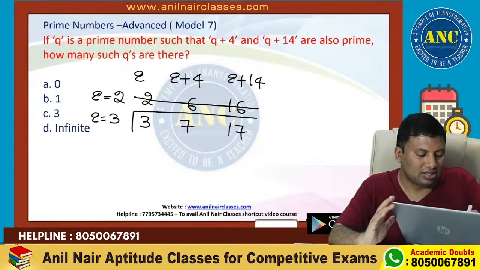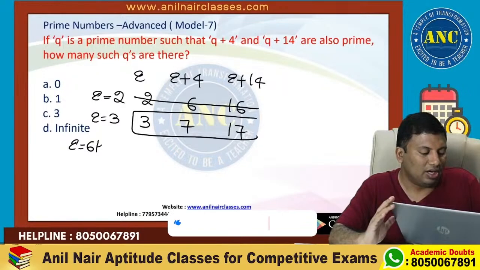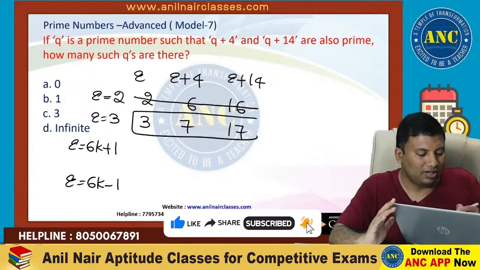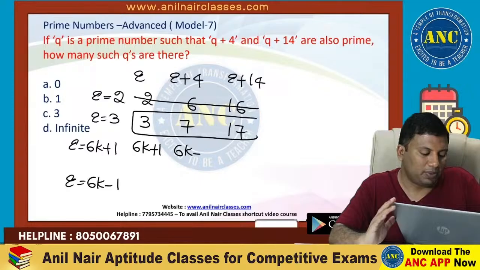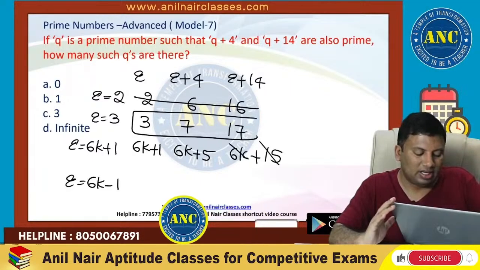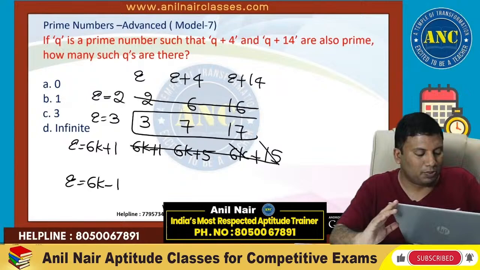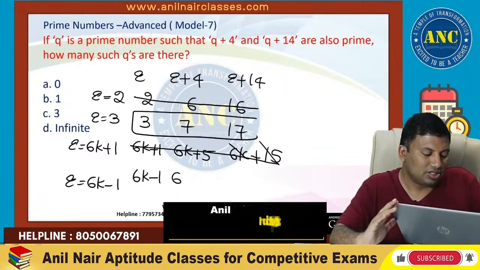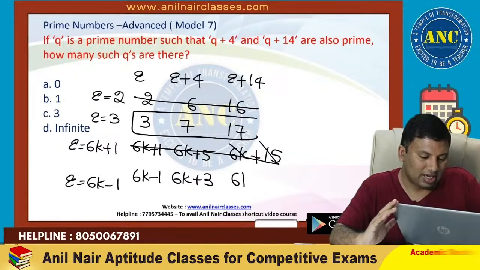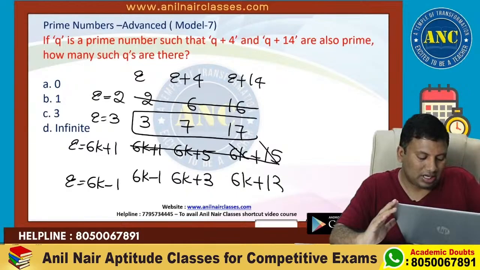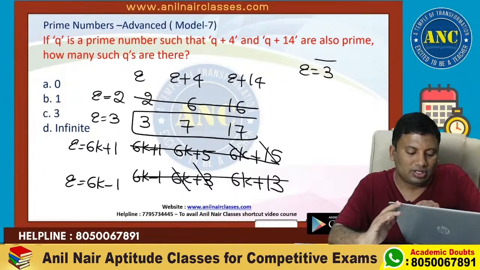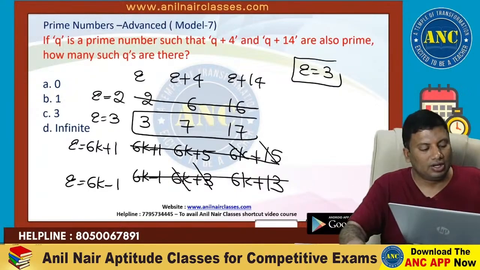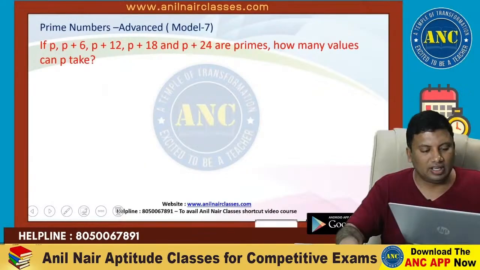It is possible. Any prime number greater than 3 is 6k plus 1 or 6k minus 1. So if you see these: 6k plus 1, 6k plus 5 and 6k plus 15 divisible by 3. This case is not possible. 6k minus 1, 6k plus 3 and 6k plus 13 divisible by 3. This case is not possible. So how many values can k take? Only one value. Q equivalent to 3. Previous year questions are also over.